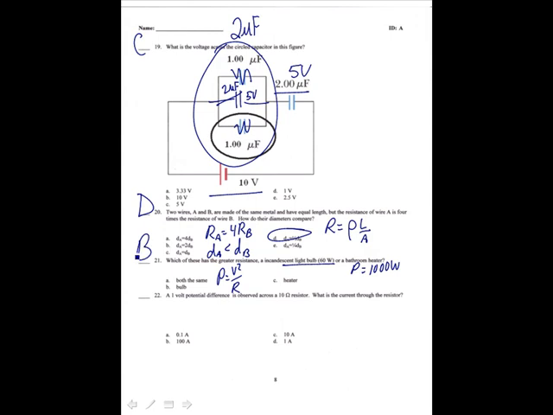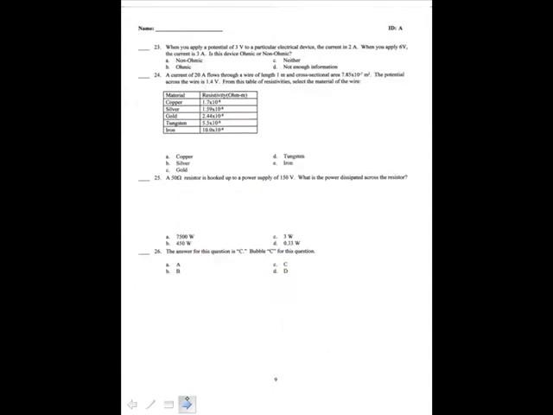A 1 volt potential is observed across a 10 ohm resistor. What is the current? Well, I is just V over R. That's 1 volt over 10 ohms, which is 0.1 amps. That's answer A.